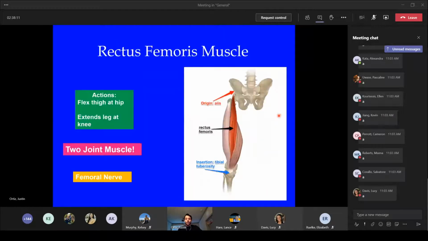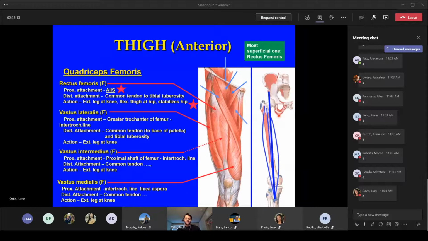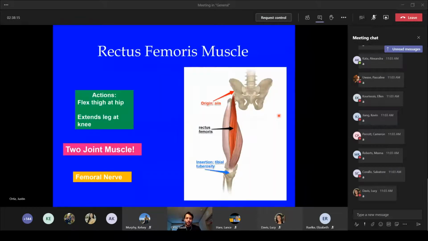So here we are. So again, I just broke down each of these muscles really quickly into super simple slides. So here's your rectus femoris going from your AIIS, basically anterior inferior iliac spine. So you can see none of your quadriceps muscles are going this high up, right? It's only your rectus femoris. Then it's going to your tibial tuberosity, so it's crossing the knee joint, and then it's going to help with flexion at the thigh, which makes sense, right?